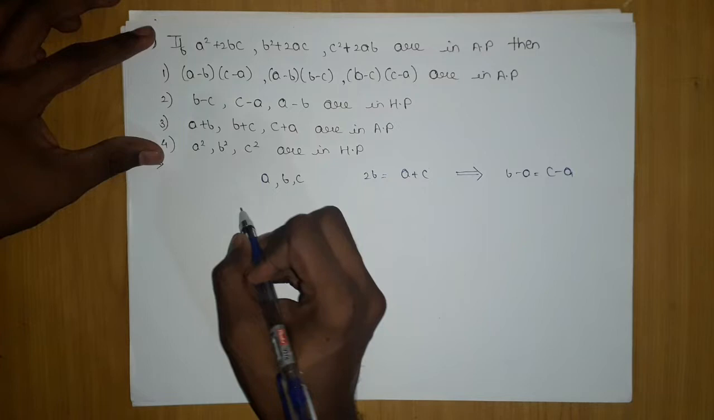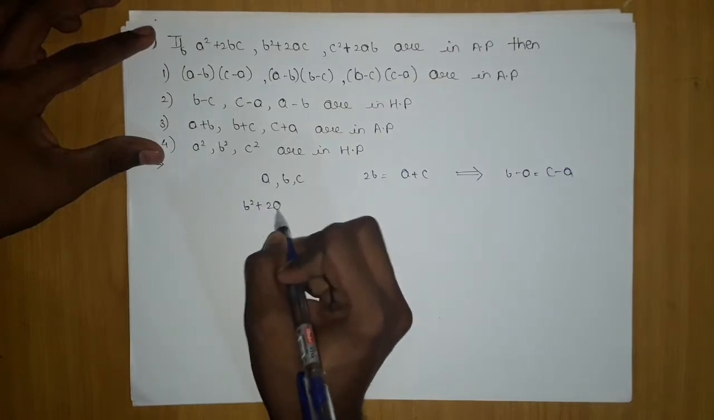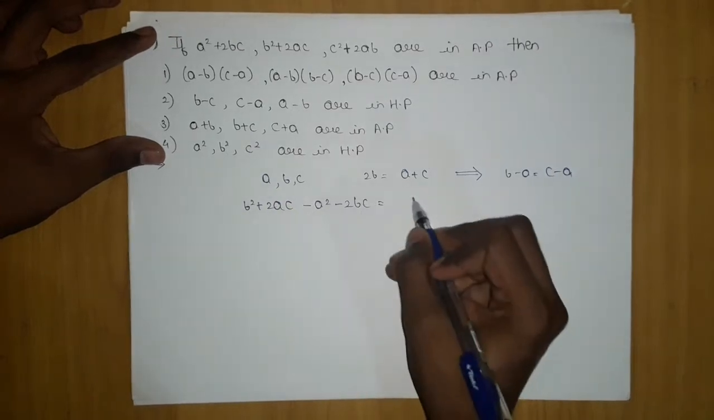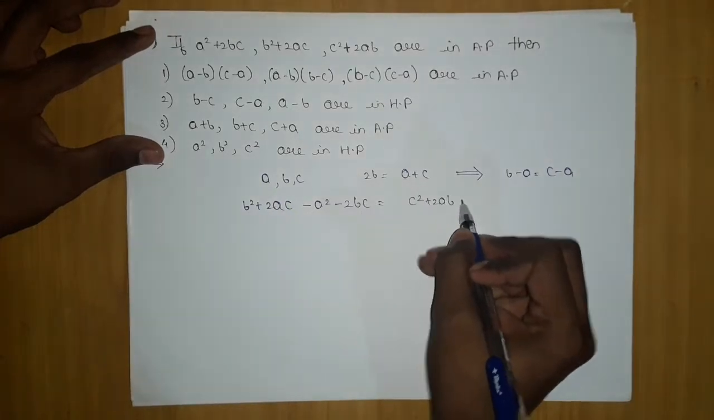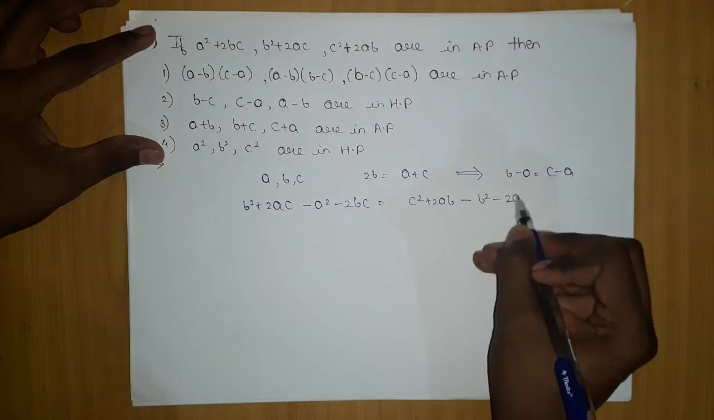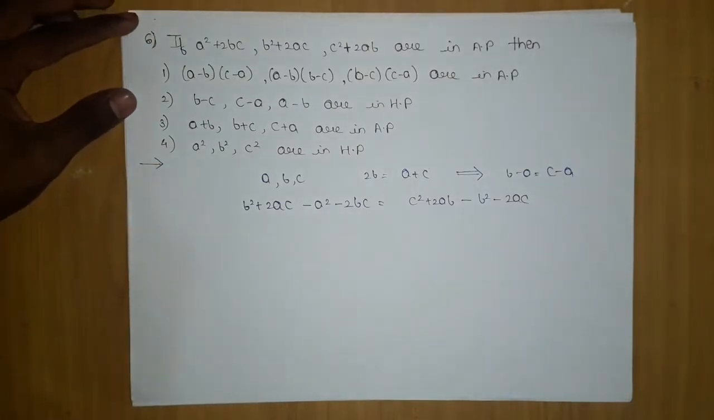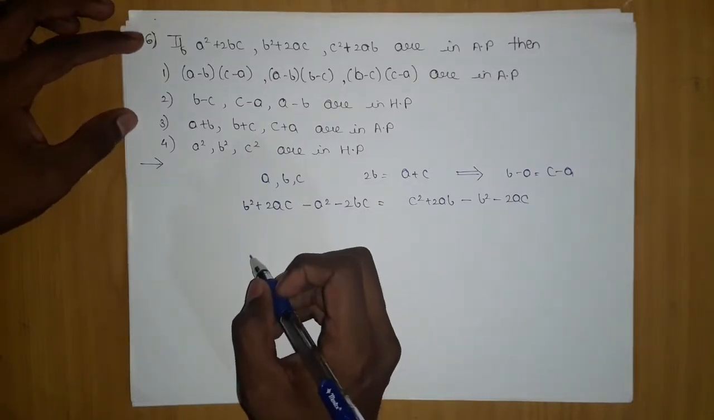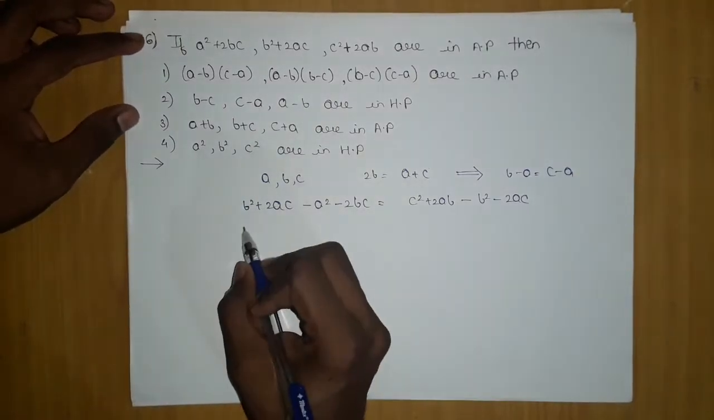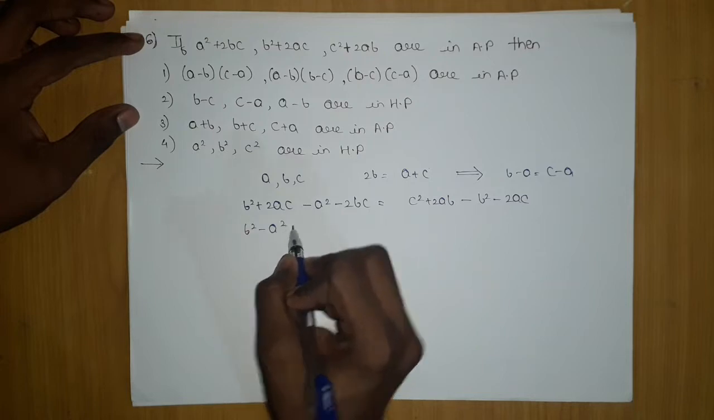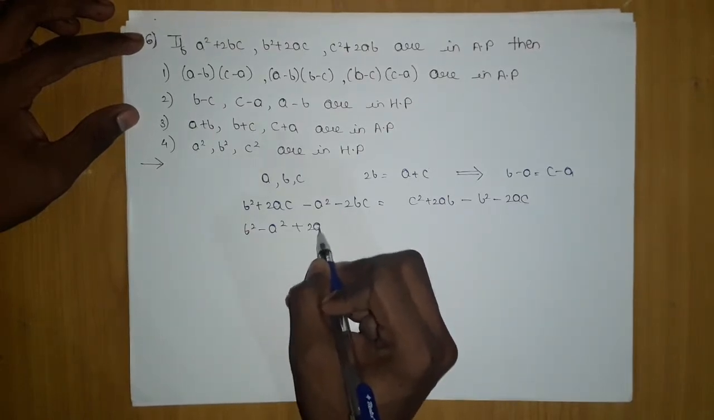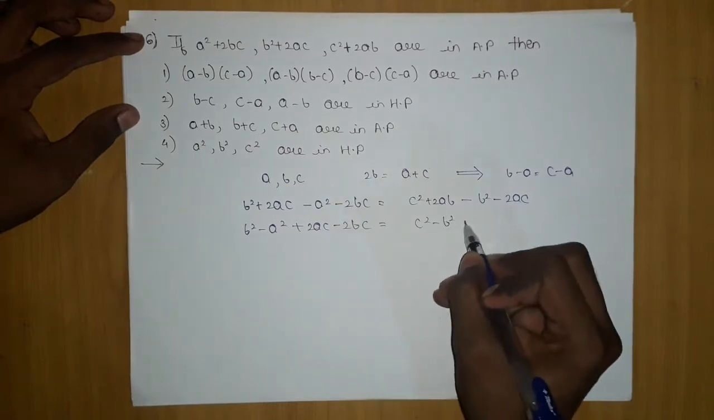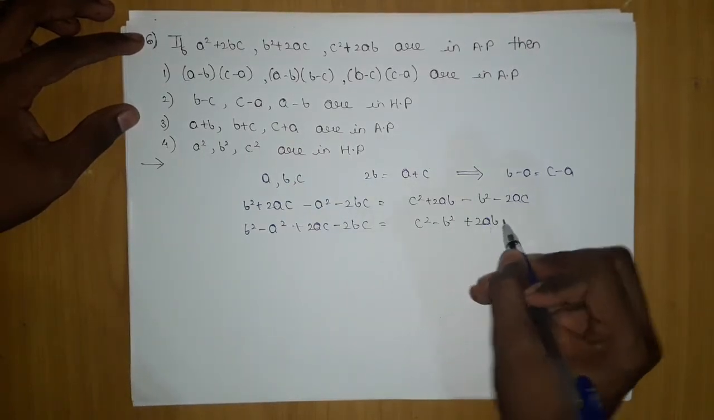So what we are going to do: first, b square plus 2ac minus a square minus 2bc, then c square plus 2ab minus b square minus 2ac should be equal. Till here anybody can do this. Now let's arrange the things. Here we can see b square minus a square, plus 2ac minus 2bc; c square minus b square plus 2ab minus 2ac.